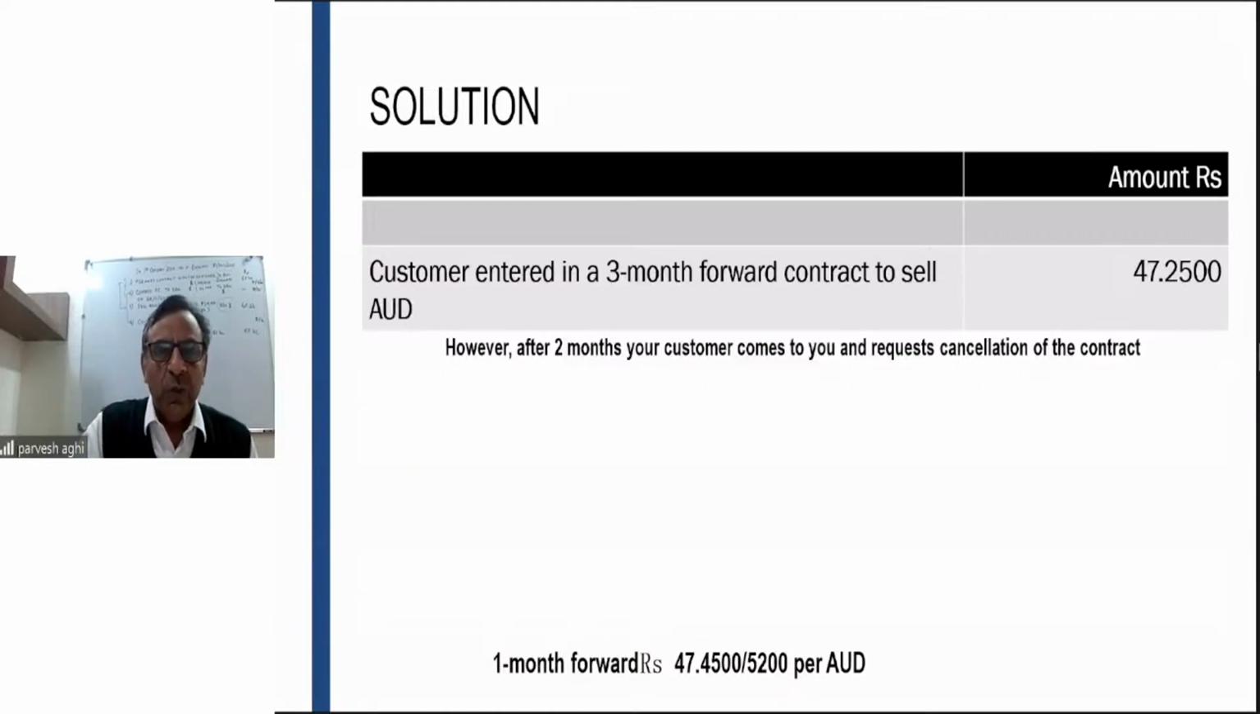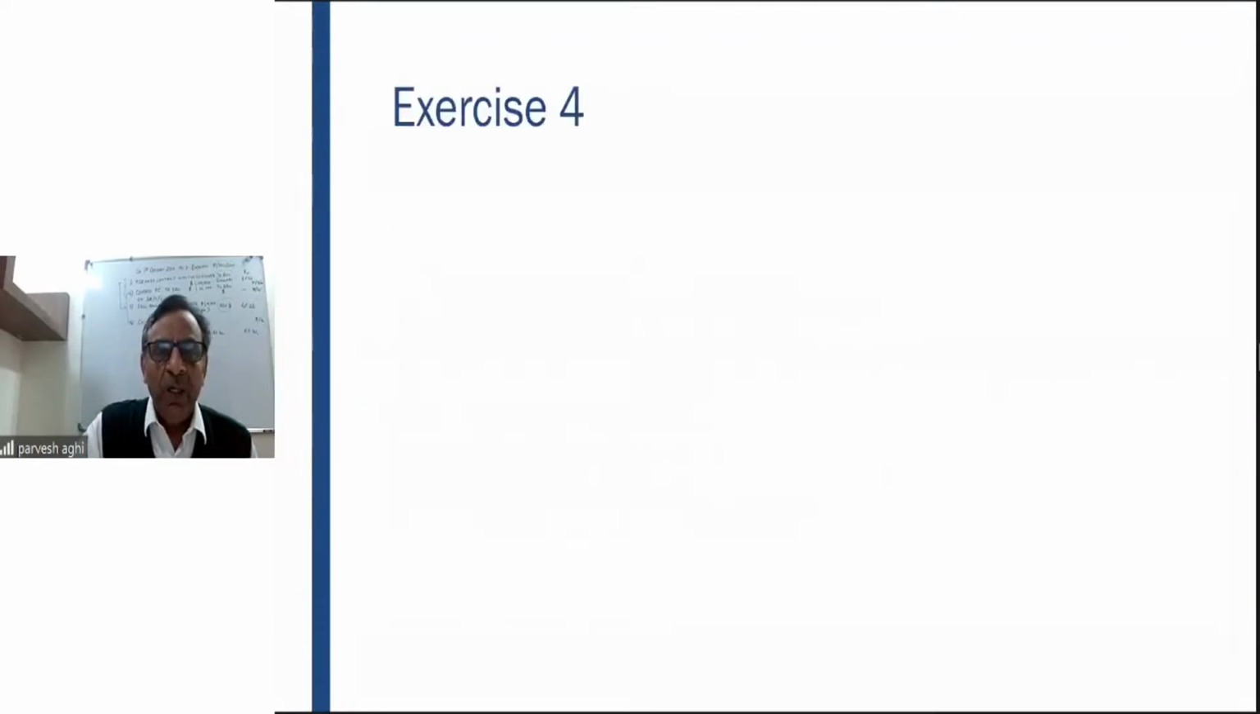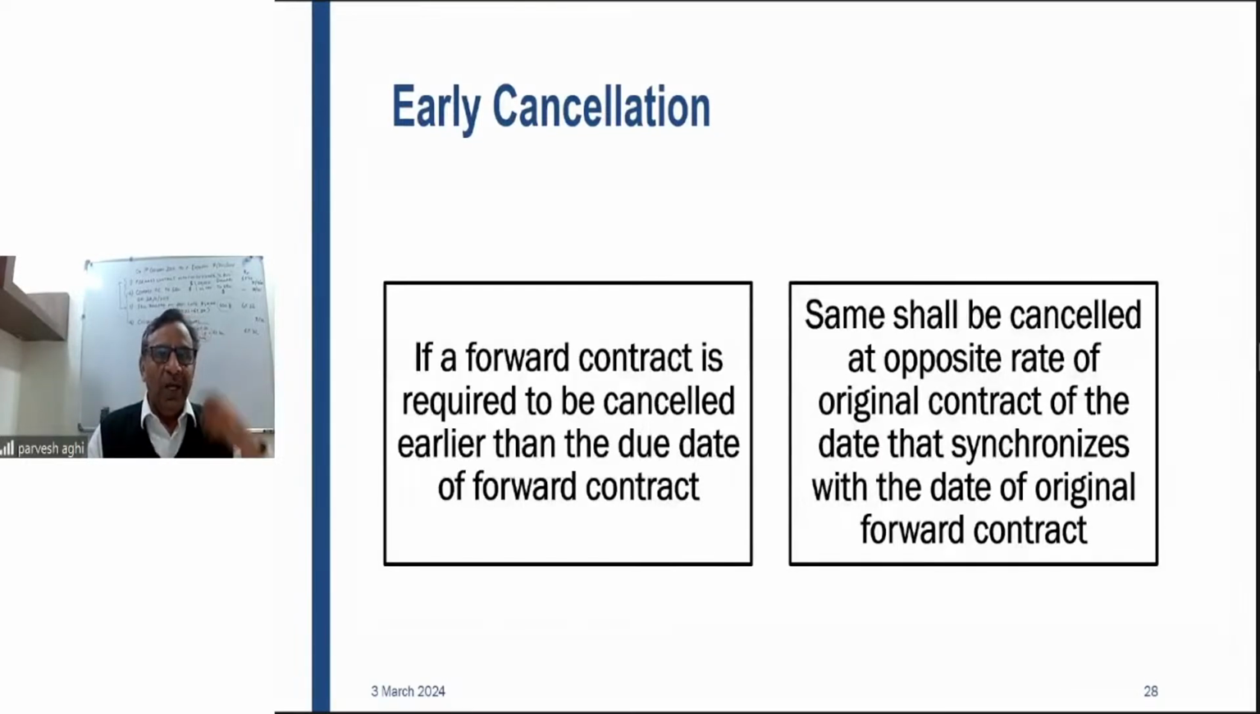If you just go and see here, the theory part, you will understand that early cancellation: if a forward contract is required to be cancelled earlier than the due date of a forward contract, the same shall be cancelled at the opposite rate of the original contract on the date that synchronizes with the date of the original forward contract. So that's the catch here.